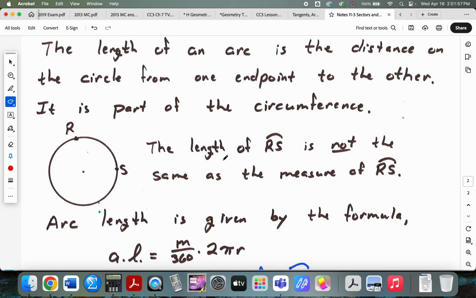So let me point out that the length of arc RS is not the same as the measure of arc RS. They are never the same. The measure is whatever the measure of the central angle is. The length is, if I was to cut it and straighten it out, how long is that when you put it on a ruler or something?